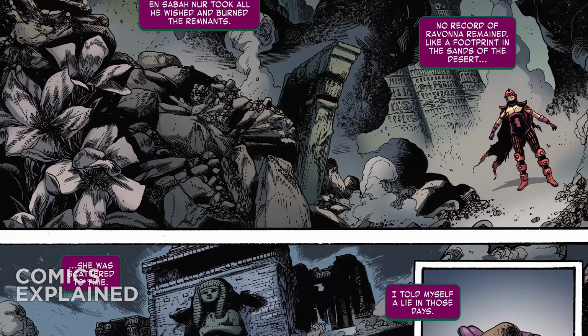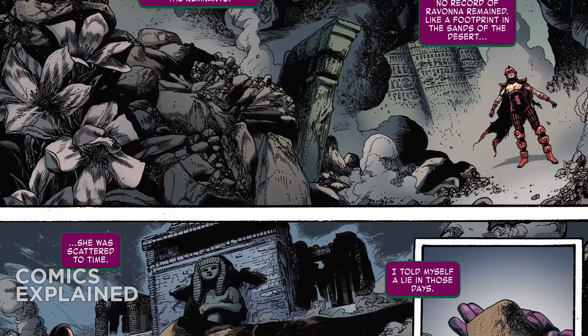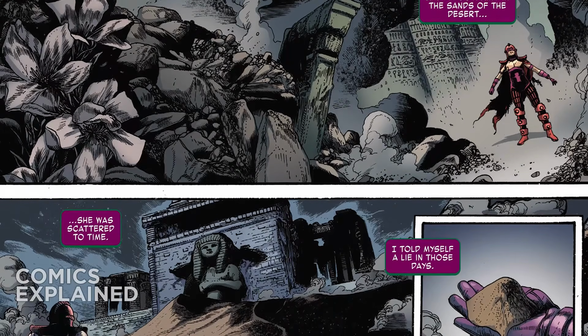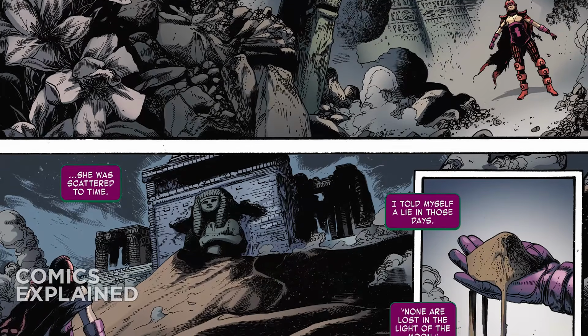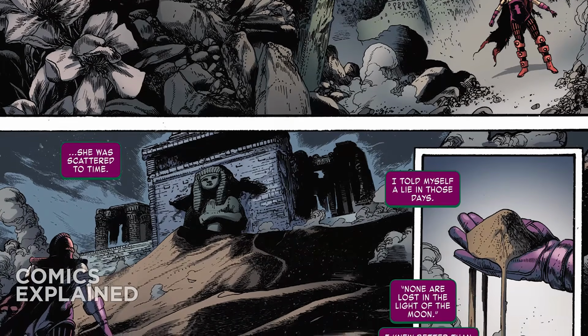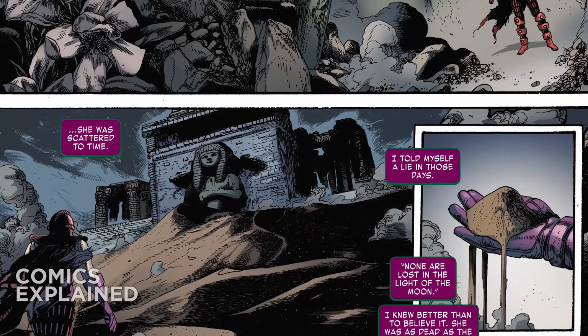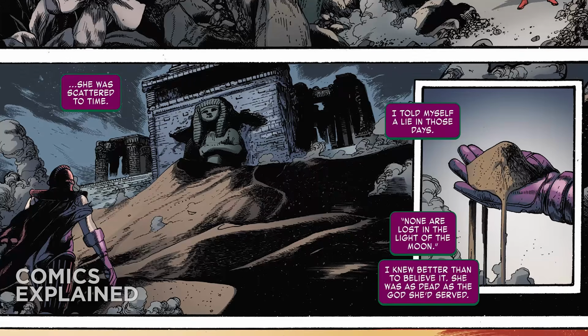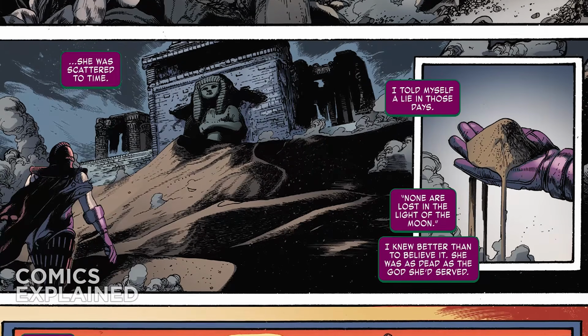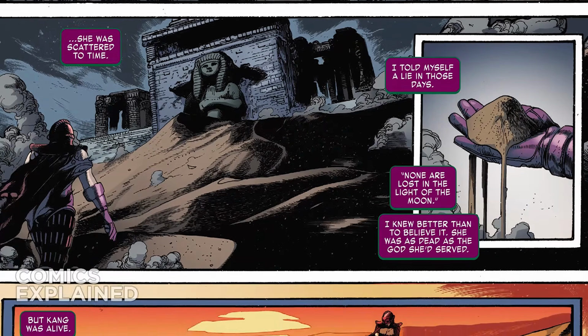But the reality here is he says that within a day of Rama-Tut's escape into the time stream, his kingdom fell to chaos, that Apocalypse took all he wished and burned the remnants. No record of Ravonna Renslayer, like a footprint in the sands of the desert. She was scattered to time. I told myself a lie in those days. None are lost in the light of the moon, but I knew better than to believe it. She was as dead as the god she served, but Kang was still alive.